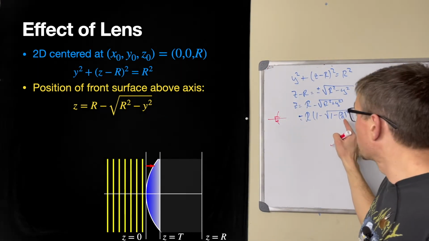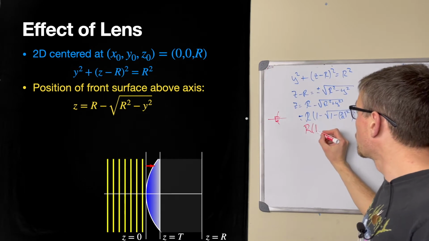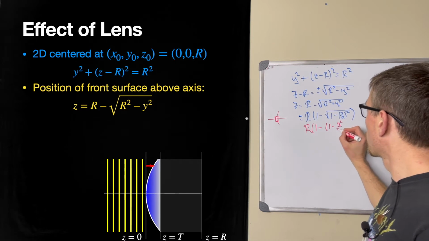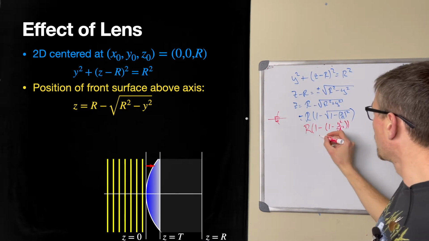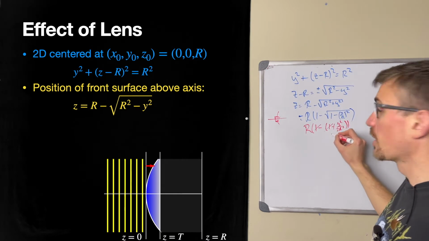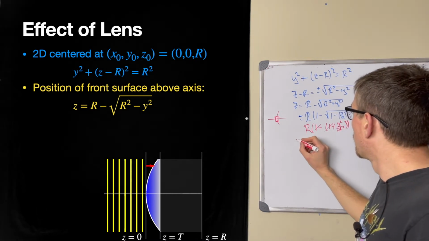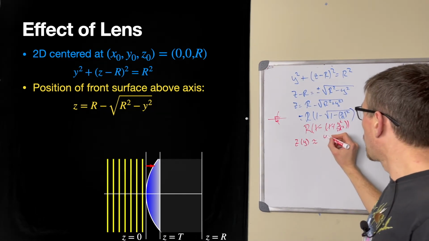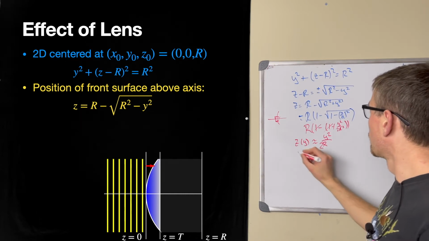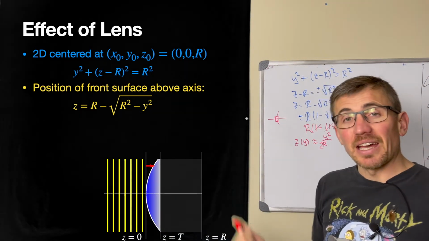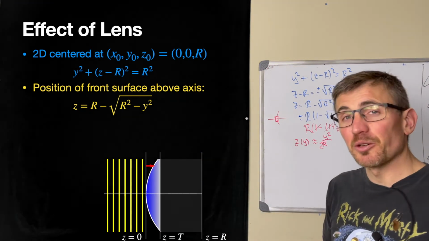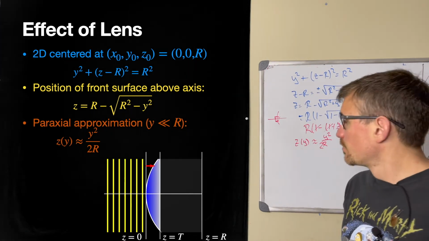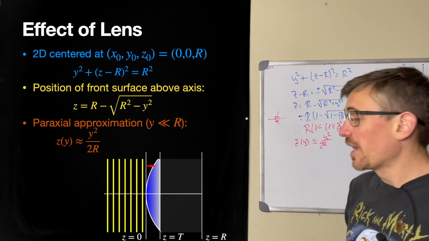In other words, this term here is going to be small, so we can use the Taylor expansion, 1 minus r squared over 2r, y squared over 2r squared, and these are going to cancel. This will become a plus, so z of y is approximately equal to just y squared over 2r. All right, so this is the equation for the distance I have to go from the z equals 0 plane to hit the lens. There is nothing special about y. We could have chosen x, or some angle in between.